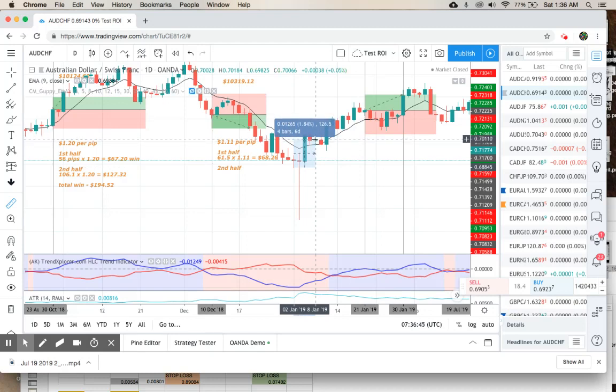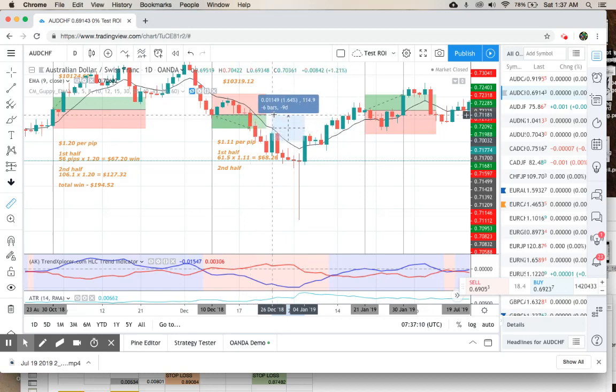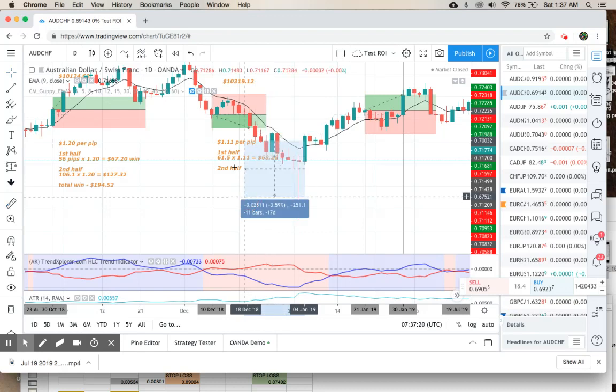And see, 123. Let's call it, I don't know, right here. Okay. So we saved a little bit. We didn't get stopped out all the way up here, but the trailing loss saved us a little bit. So let's just roughly go from there. Let's call it 116. Let's call it 116 pips, okay?